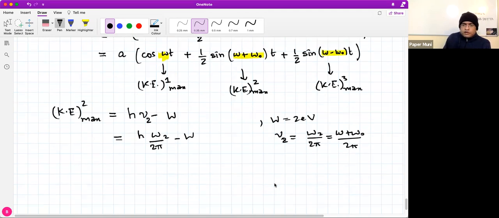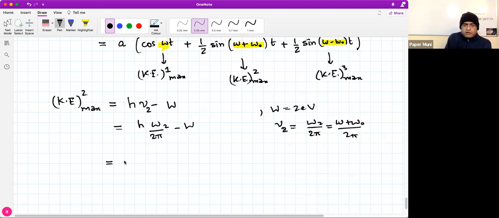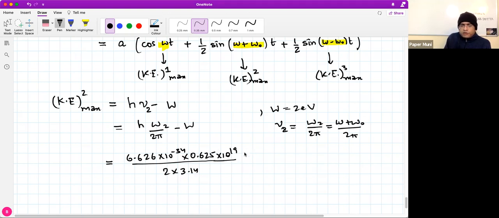Okay, so we'll substitute all the values. Now h is 6.626 into 10 power minus 34, and let's convert it into eV. So this is 0.625 into 10 power 19, so this becomes eV, and this is 2 into 3.14 approximately. Or we could directly use h by 2 pi as 1.05. It doesn't matter. So we have this.